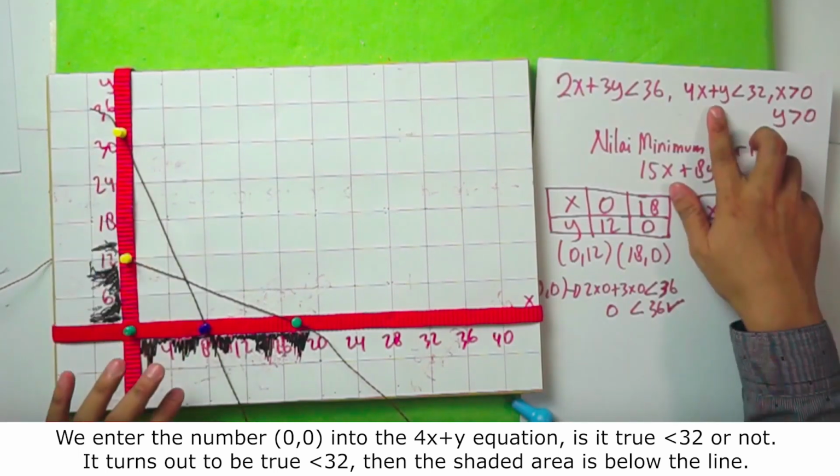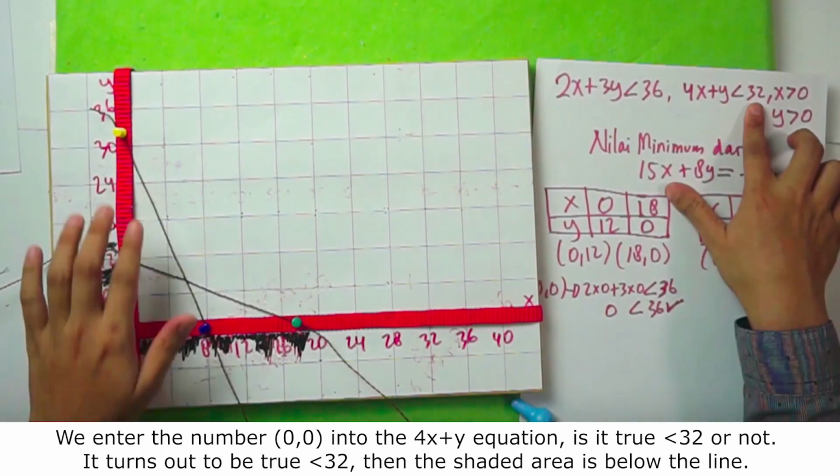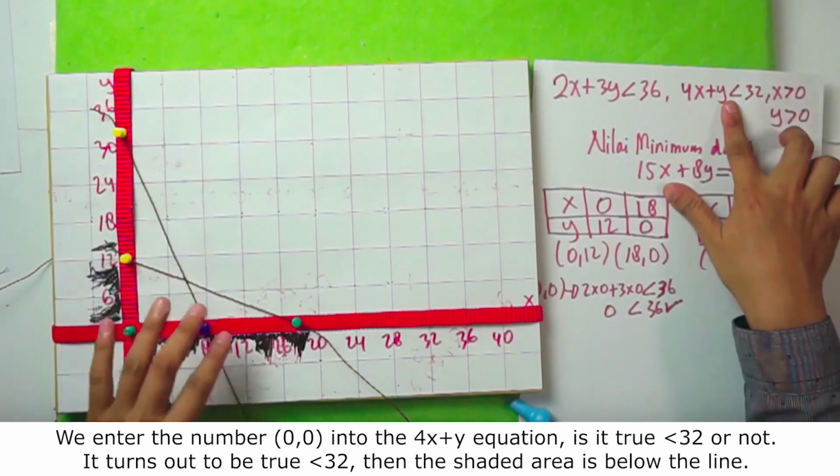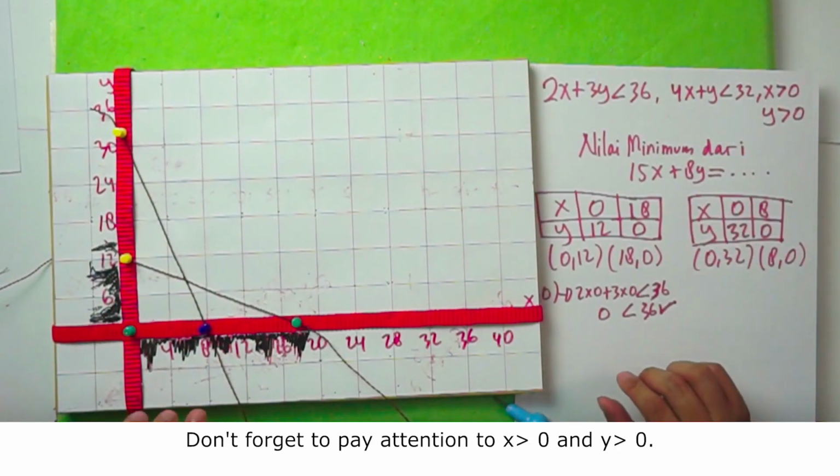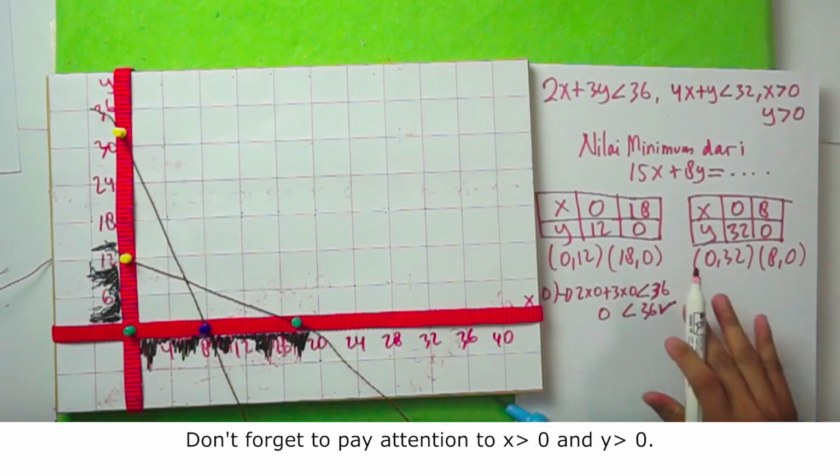We enter the number 0, 0 into the 4x plus y inequality. Is it true? Less than 32? It turns out to be true, less than 32. Then the shaded area is below the line. Don't forget to pay attention to x more than 0 and y more than 0.